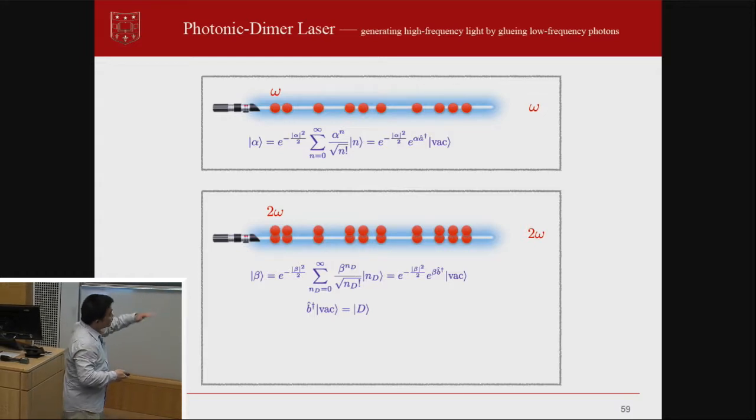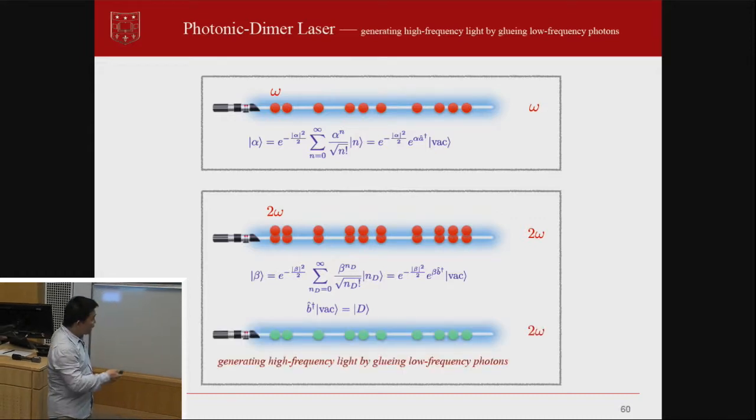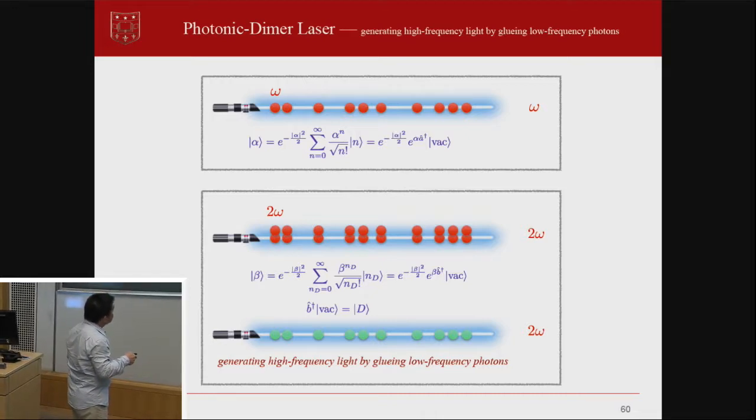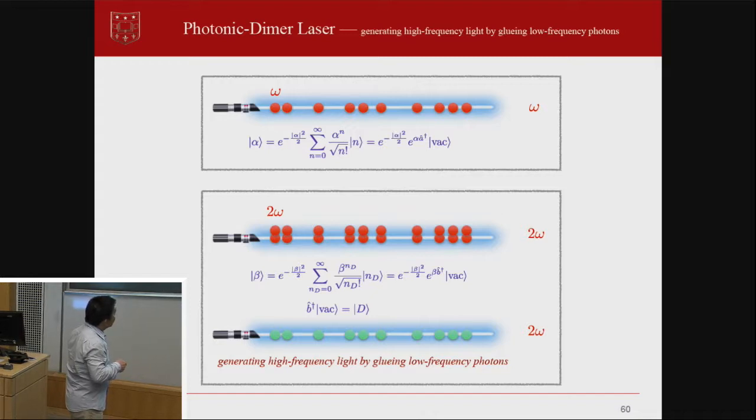And we have finished some theoretical investigation of this, and it turned out to be possible. We have some design rules for this to happen. And that means if we can make this laser, then we can construct a green light laser using red photons.